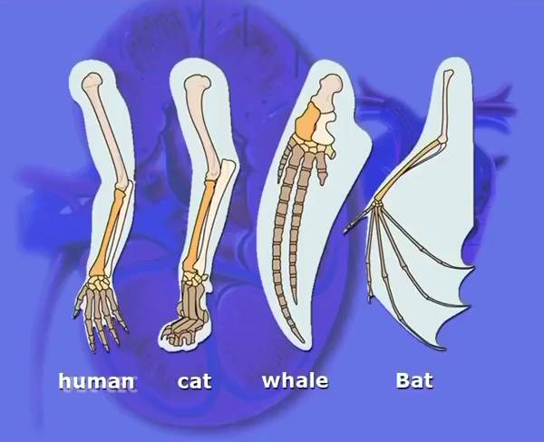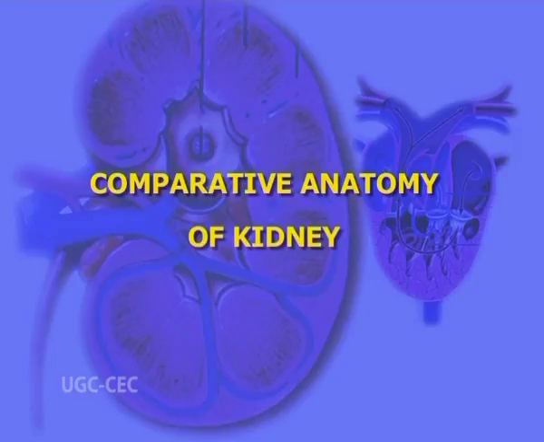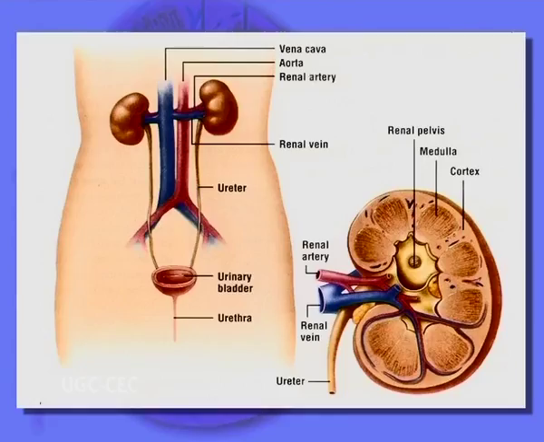Comparative anatomy has long served as evidence for evolution. It indicates that various organisms share a common ancestor. A common example of comparative anatomy is the similar bone structure in forelimbs of cats, whales, bats and humans. Now let's start with the first subcomponent of today's class, that is comparative anatomy of kidney.